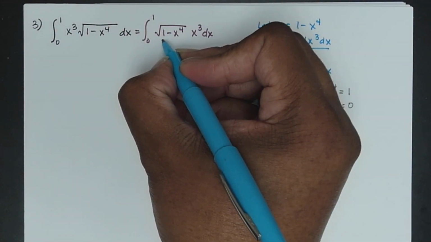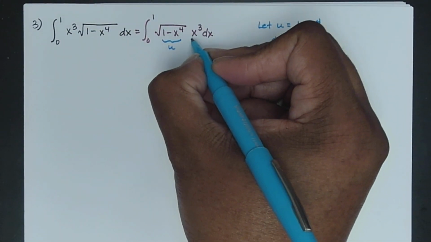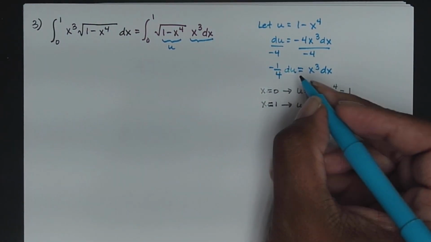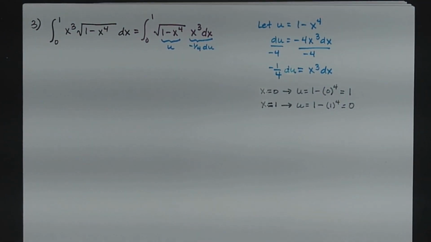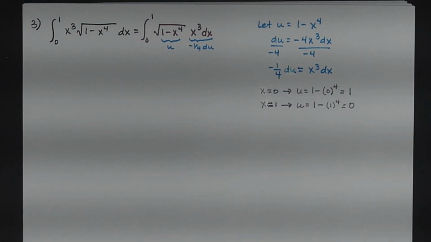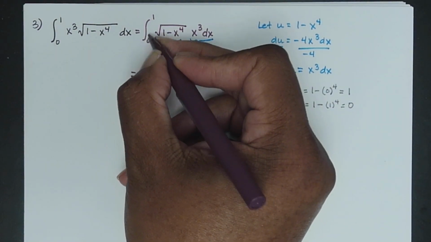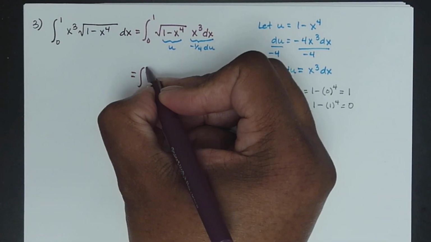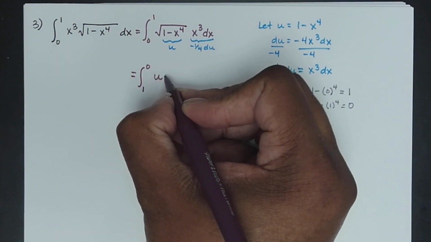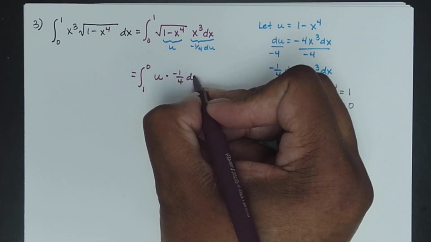So that 1 minus x to the fourth, that's going to be the u. x cubed dx, that's negative 1/4 du. And then I'm going to change these limits from 0 to 1 to 1 to 0. So this time, the integral from 1 to 0 of square root of u times negative 1/4 du.